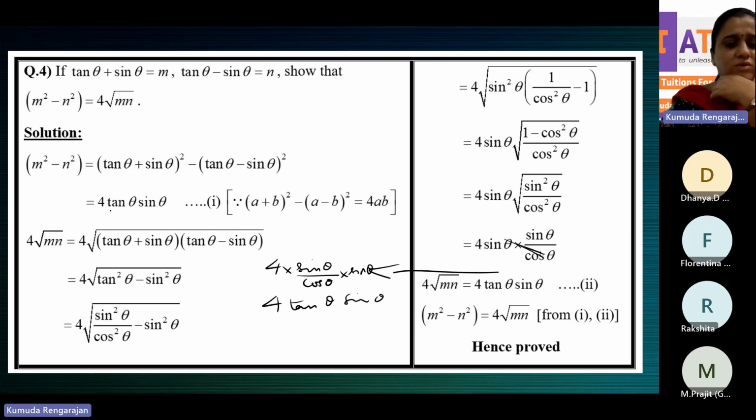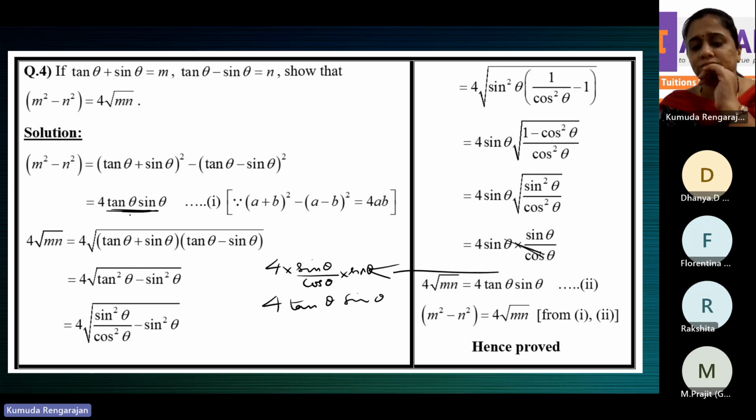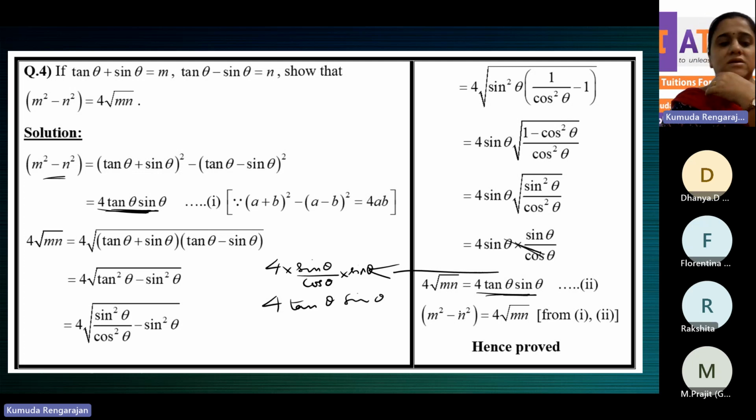Whatever order you have here, 4 tan theta, any order. If you had written it as 4 sin theta tan theta, any order. So here also, on the left hand side, we got 4 tan theta sin theta. RHS also we're getting the same thing, 4 tan theta sin theta. So this one is equal to this one, hence verified.